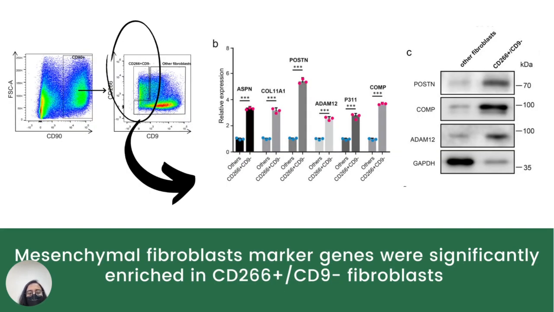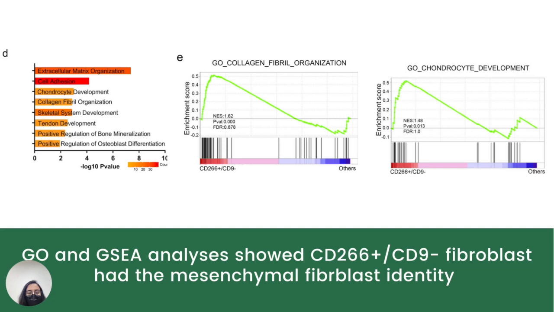Here, they isolated CD266 plus or CD9 minus and other fibroblasts from keloid dermis by flow cytometry as shown here. qRT-PCR and Western blot validated that mesenchymal fibroblast marker genes were significantly enriched in CD266 plus or CD9 minus fibroblasts compared to other fibroblasts as shown in figure B and C respectively. Here, GO and GSEA analysis showed that upregulated genes in CD266 plus or CD9 minus fibroblasts were associated with extracellular matrix organization, skeletal system development, and so on, indicating these fibroblasts had the mesenchymal fibroblast identity.